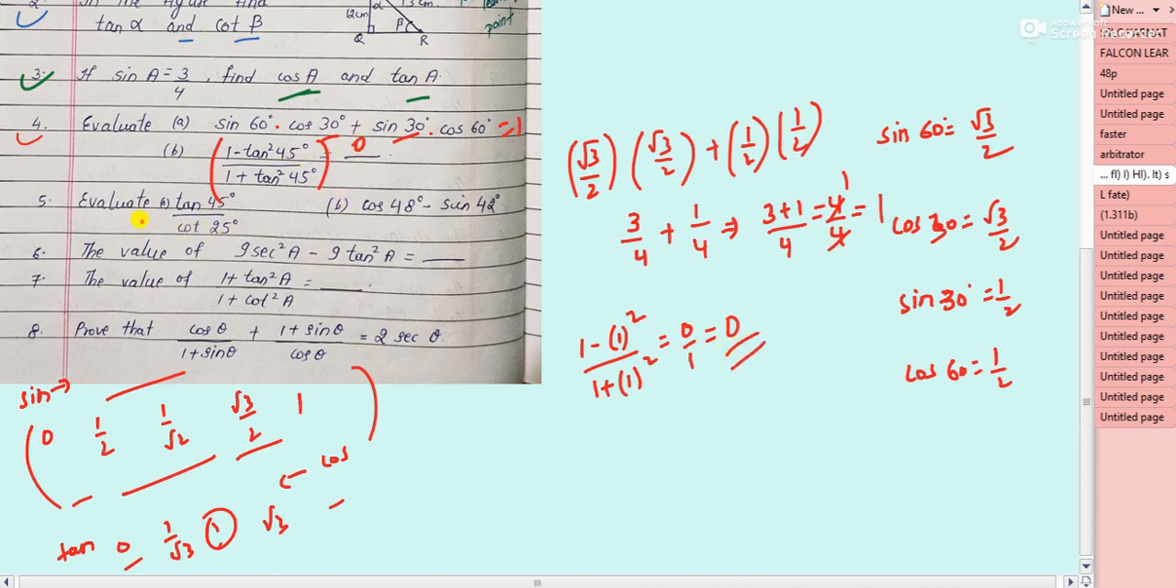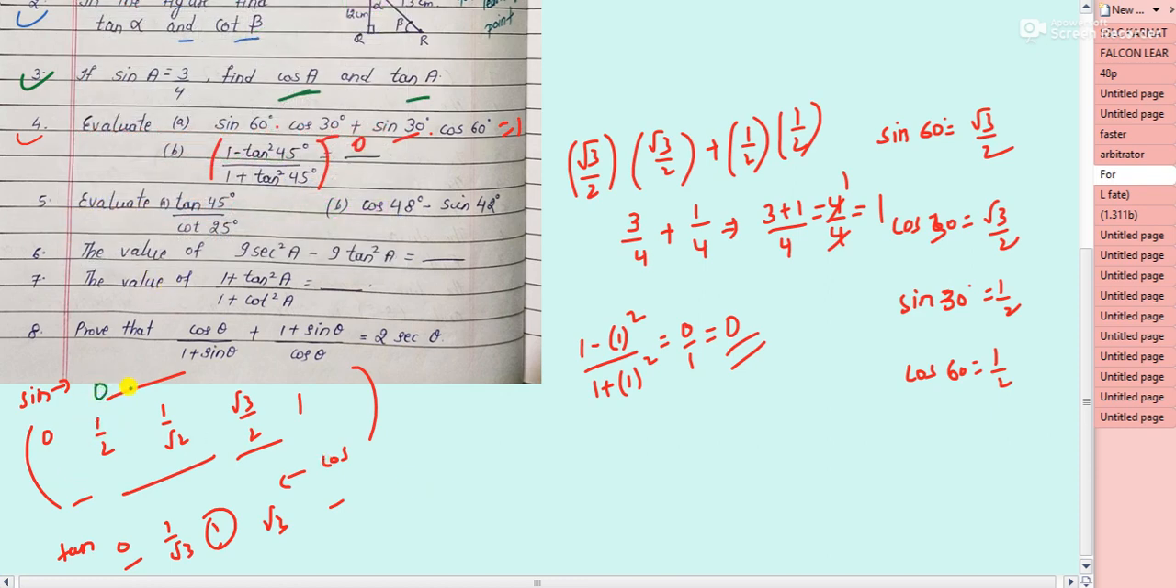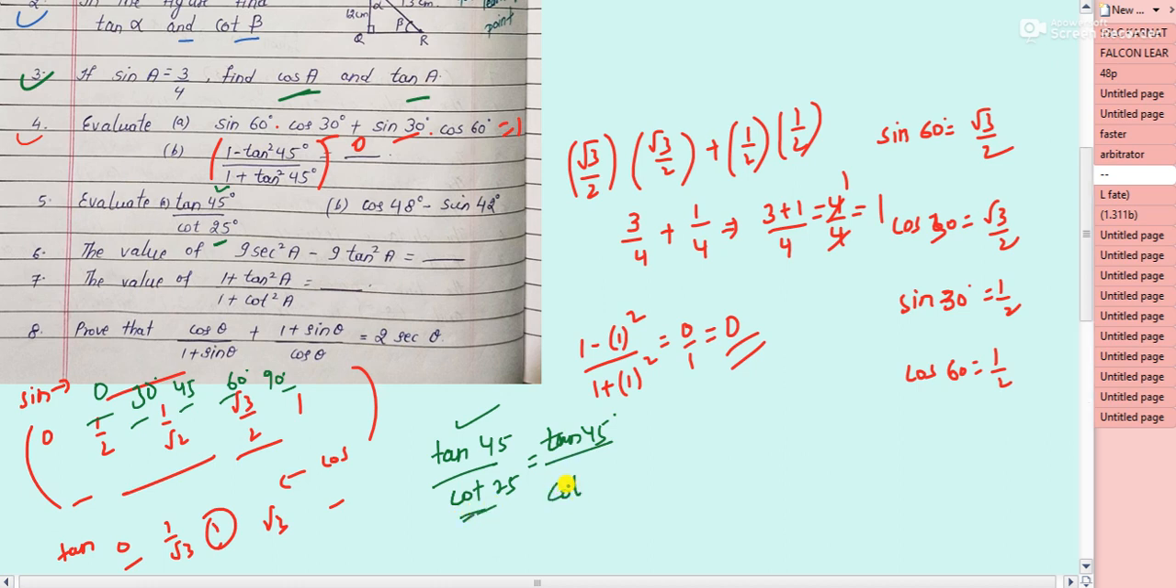Got it? Now again, evaluate tan 45 and tan 25. Okay, so whenever you get a question where the degree mentioned is other than 0, 30, 45, 60, 90, remember it is from the complementary type of question. Got it? So here you can say this is 45 but this is 25. So either in the numerator or denominator you have to change, using the complementary rule. So I will keep this as it is, tan 45 degree. Now cot 25.